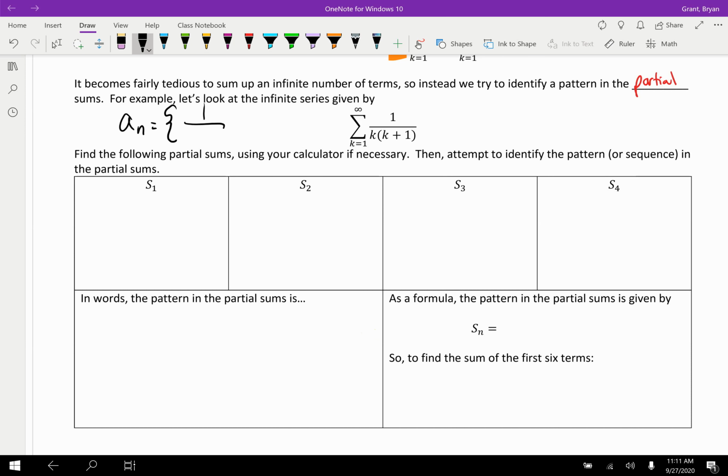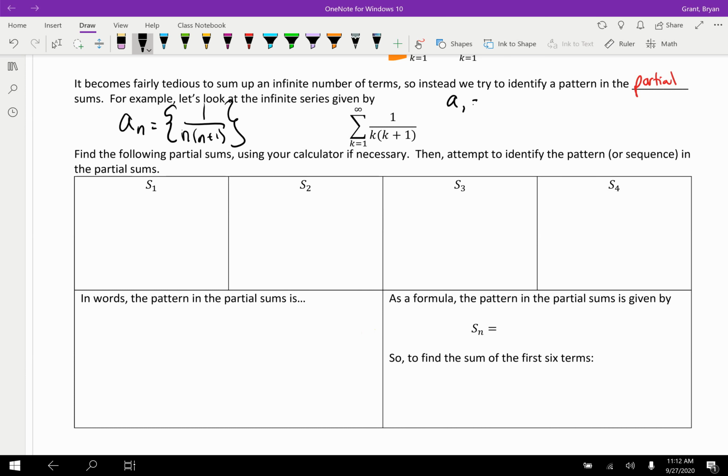And the sequence's general term is 1 divided by n times n plus 1. I used k's before, so I'm going to switch this to n's. I like writing n's more than k's anyway. This is the general term for my sequence. When we put the summation in front of it, that's what makes it a series. So before I start finding these partial sums, I'm just going to look at the sequence all by itself.